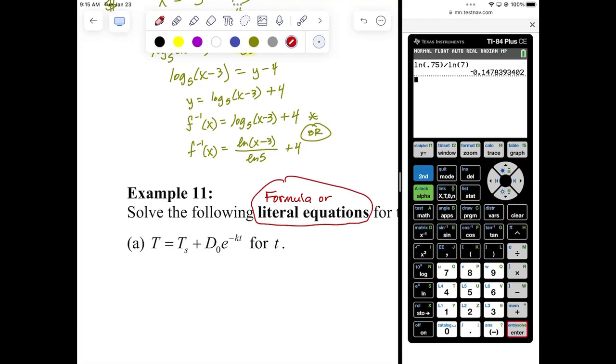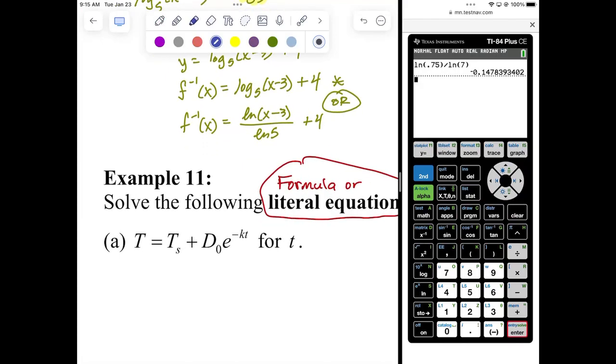So if you calculate how many unknown quantities we have here, let's count them. We have t, t sub s, d sub o, and we have k, and we have t. How many unknowns do we have? 5 unknowns. Wouldn't the T be the same though? Would the t be the same?